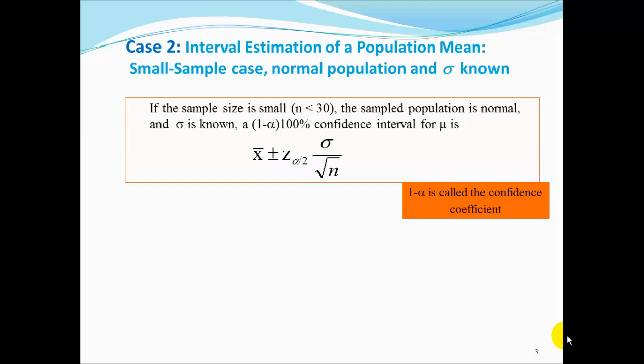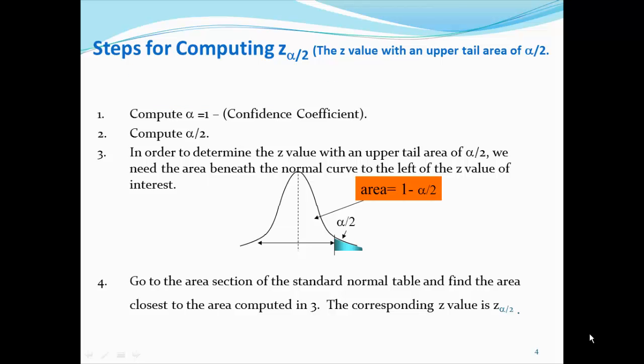As mentioned on the last slide, the only thing that should be foreign to us at this point is the concept of computing a z alpha over 2 value. For this reason, we have distinct steps that I've outlined on this slide to help us compute z alpha over 2. We're defining z alpha over 2 as the z value with the upper tail area of alpha divided by 2. In order to compute this measure, we start by computing alpha, which is equal to 1 minus our confidence coefficient.